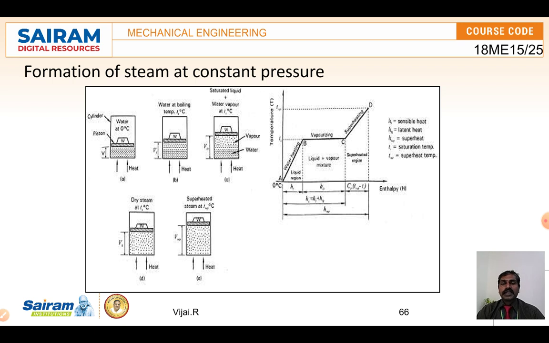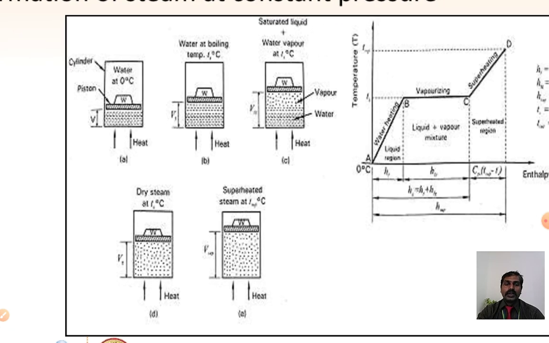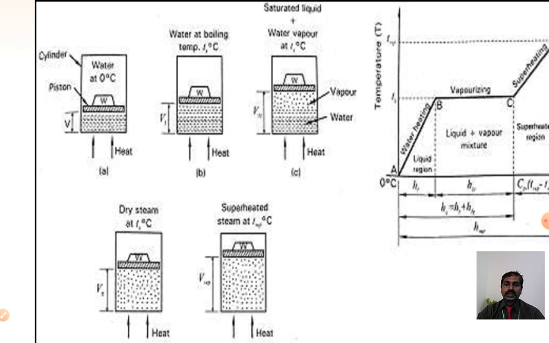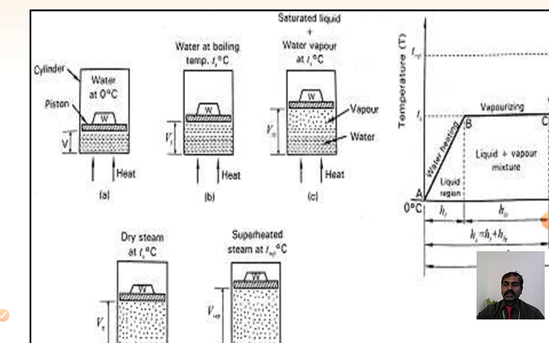Now, formation of steam at a constant pressure. In this image we will see how steam is formed and what temperatures are required. In this video we can first see a cylinder with some volume of water. Imagine water at 0 degrees, as in sketch A, and over it a piston with a load W on it. I am giving heat, and there is the volume V.